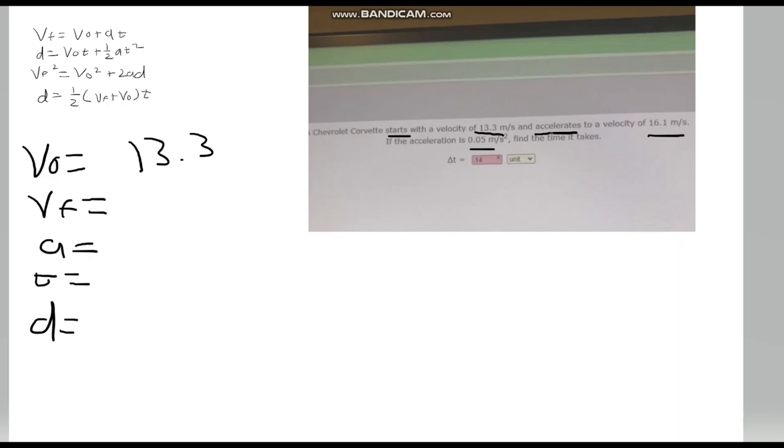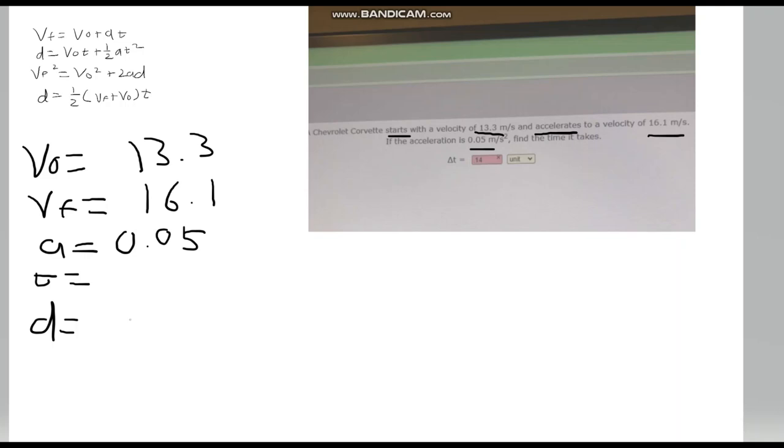Velocity is basically speed with direction. Without a direction, it's just speed, okay? So that's the way you can think about it. So it's getting faster and faster. That's what the acceleration is. So it gets faster, and now it's 16.1 meters per second. And it tells you the acceleration. It tells you how fast it's going, and how much faster it's getting per second, which is 0.05. Okay, so now we have these three variables.